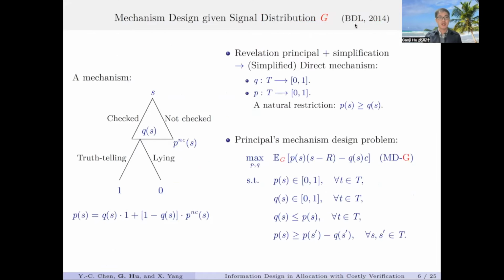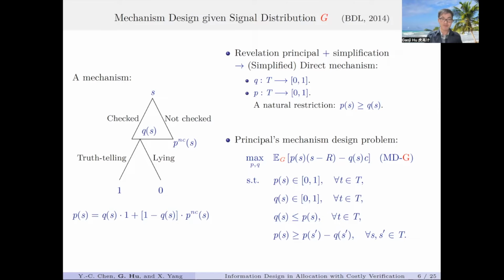Okay. Let's consider the mechanism design problem. Given the designed signal distribution G, let's imagine that we are considering a direct mechanism. So in a direct mechanism, the agent reports a signal S to the principal, and with the reported signal, the principal may or may not check the agent. Q of S is the probability of being checked. And we use P and C of S to denote the assignment probability conditional on not being checked.